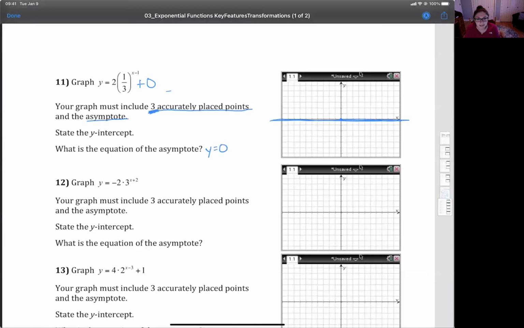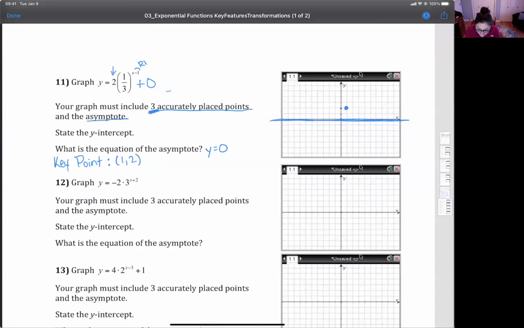From here, I want to get that key point, okay? And I'm actually going to jot that down because that's an easy place to sort of plan my graph around. So if I take a look at this lead coefficient, that lead coefficient is 2. So that means, since it's positive, I'm going to go up 2 from my asymptote. And then the -1 in the exponent is telling me to go to the right 1. So up 2, right 1, there's my key point at 1, 2. 1, 2 is my key point here, okay?